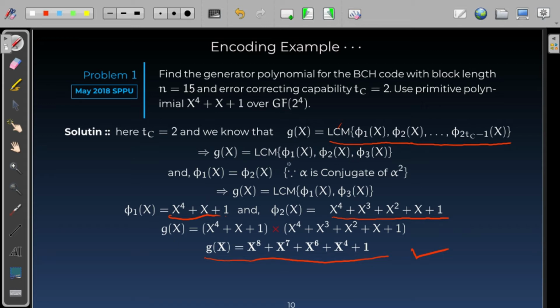After that, we have to actually calculate phi 1 of x, phi 2 of x and phi 3 of x. We have already seen that phi 1 of x and phi 2 of x are going to be conjugates of each other, right? And so does phi 4 of x. If it was there, then you have to just multiply phi 1 of x and phi 3 of x in order to get your generator polynomial, right? To calculate phi 1 of x, you have to know GF 2 to the power 4, which is generated using x to the power 4 plus x plus 1. So this is the primitive polynomial which you have to consider to generate GF 2 to the power 4, and using the algebra of that, you have to calculate phi 1 of x and phi 2 of x, and then multiply them together.